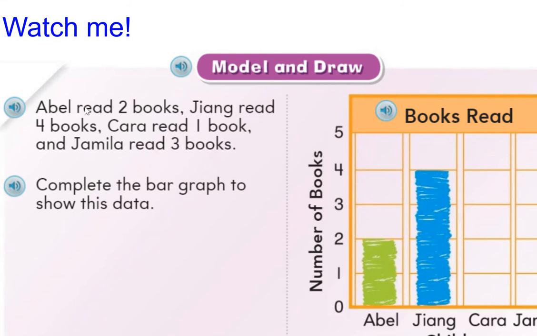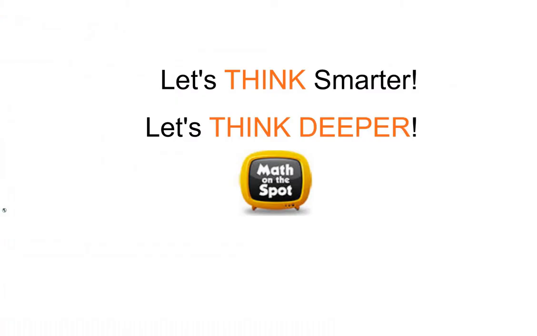Okay. Abel read 2 books, Jiang read 4 books, Kara read 1, and Jamila read 3. Complete the bar graph. Okay, so we have Abel and Jiang. Then we have Kara, who read 1. And Jamila read 3. 1, 2, 3. Sorry, that is cut off a little bit, guys. All right, so that's how we fill in that bar graph.